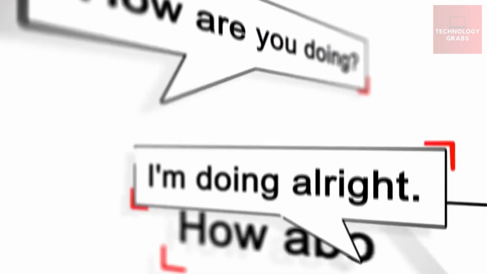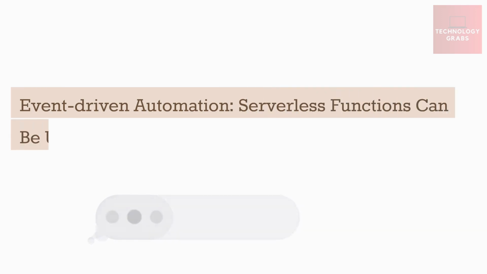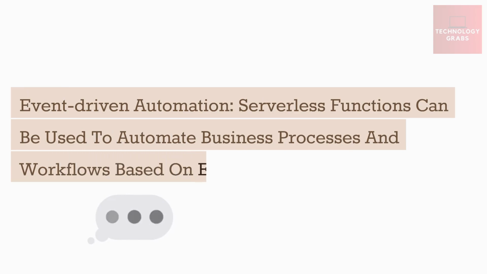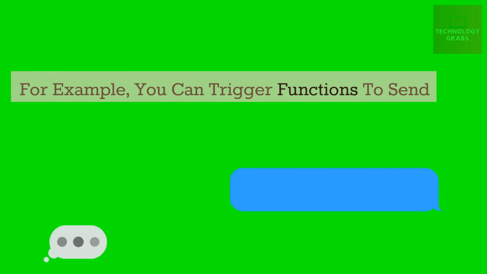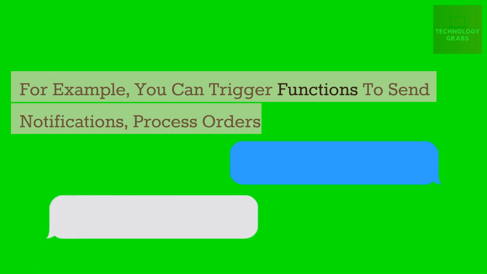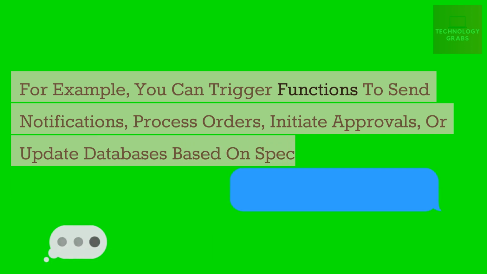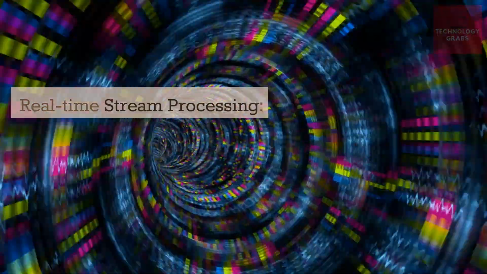Event-driven automation. Serverless functions can be used to automate business processes and workflows based on events. For example, you can trigger functions to send notifications, process orders, initiate approvals, or update databases based on specific events or conditions.